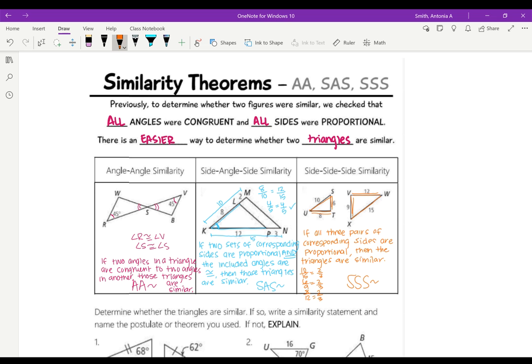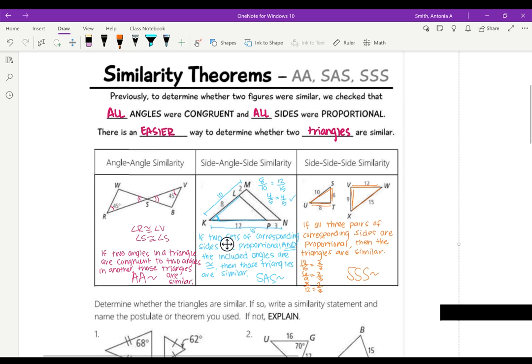If we check all three sides and those are good, then we don't have to check the angles, so they're similar. On our side angle side similarity, if we check two ratios and the angle in between them is the same, then we don't have to check all the other angles or the other side. And then angle angle similarity says if two of those angles are the same, we don't have to check the sides. We don't have to check the last angle either.